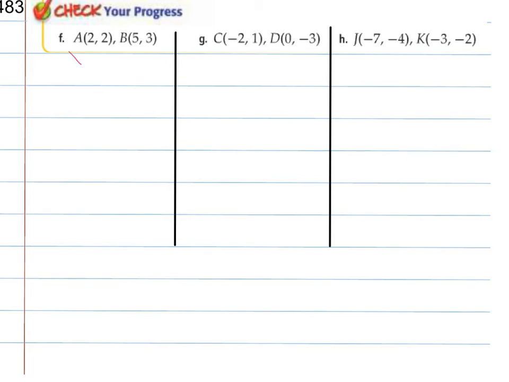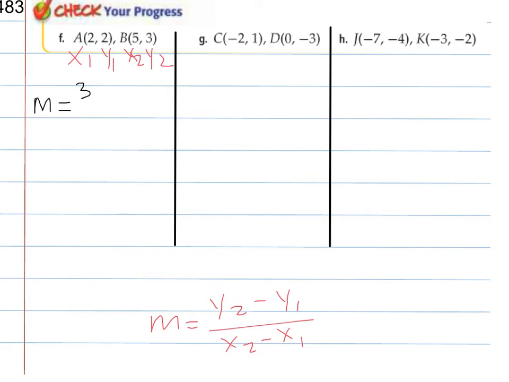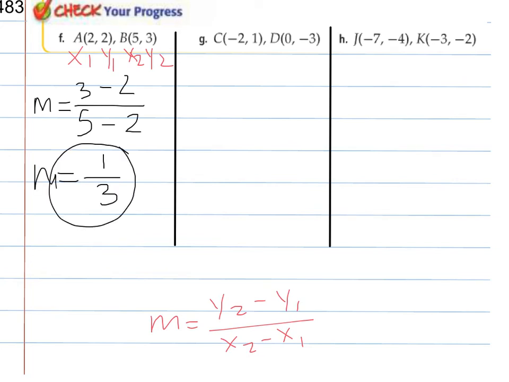I'm going to label all mine. Next, I'm going to even put my formula at the bottom just so I have it with me and I don't forget it in case I need to reference it. And I'm going to try it. My slope is, so y2 is 3, y sub 1 is 2, x sub 2 is 5, x sub 1 is 2. 3 minus 2 is 1, 5 minus 2 is 3, and that's simplified for a slope of 1/3. You can graph and check as well.